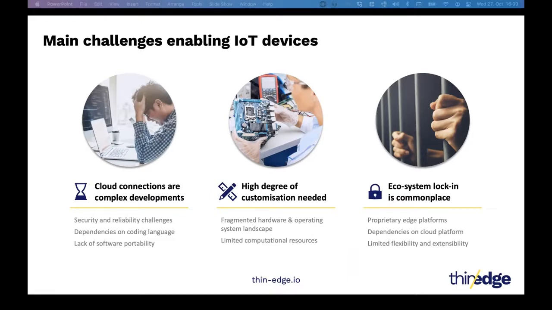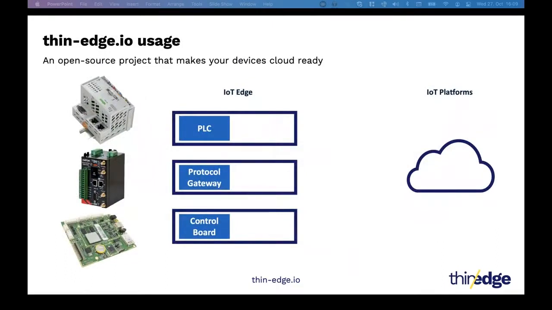So just to continue, this brings us to the ThinEdge open source project. These are the challenges that we wanted to address with ThinEdge. The main objective of ThinEdge is to make devices cloud ready without any ecosystem or platform lock-in. Therefore, we are creating a modular and lightweight IoT device framework, which can be deployed on resource-constrained devices such as PLCs or protocol gateways. It allows out-of-the-box connectivity and device management features for the specific device without relying on a specific IoT or cloud platform.